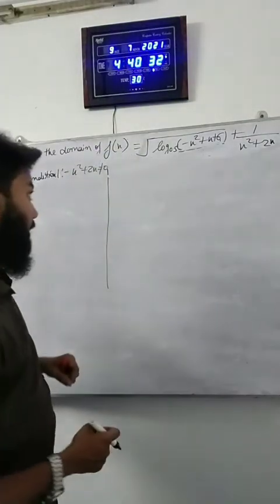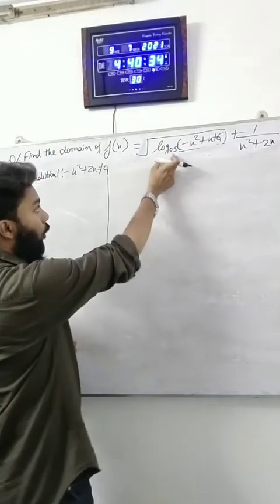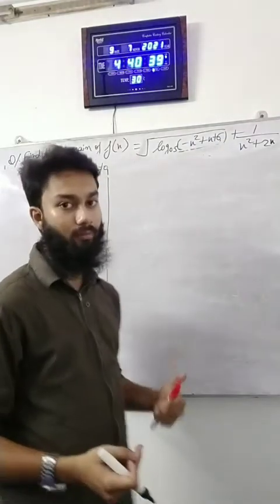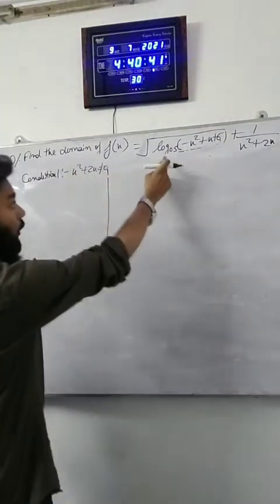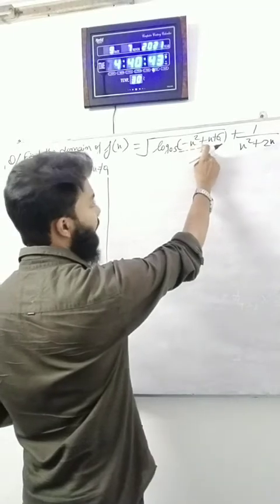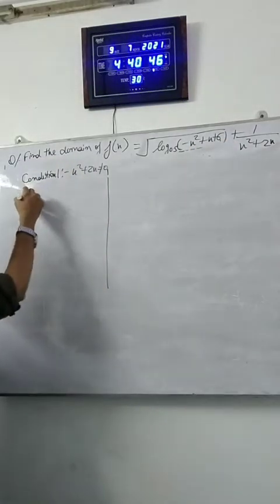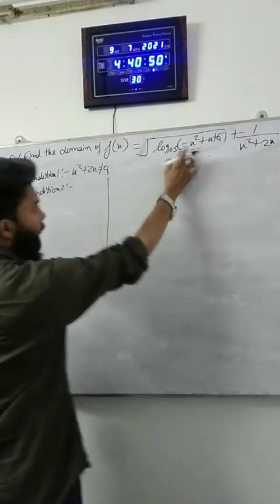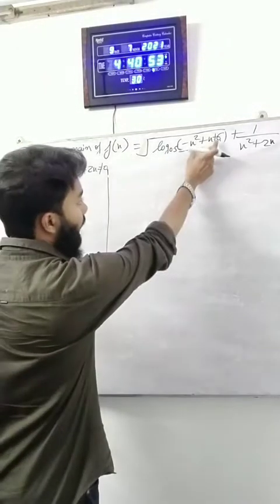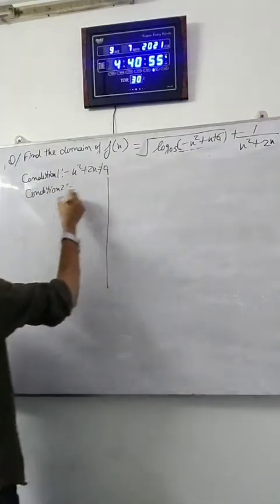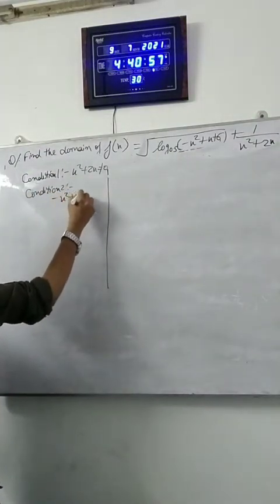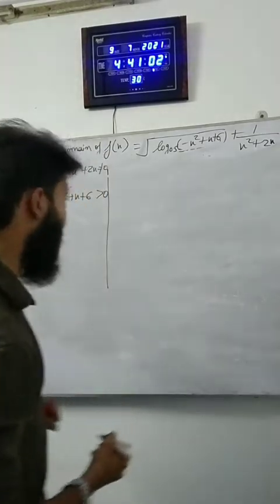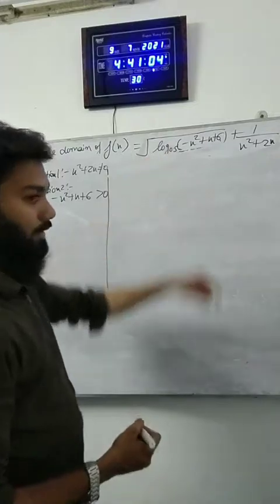Now comes the second condition. We know that whenever log is there, then inside the log the expression must always be greater than 0. So for log base 0.5 of (minus x square plus x plus 6) to be defined, the second condition is that minus x square plus x plus 6 must be greater than 0.